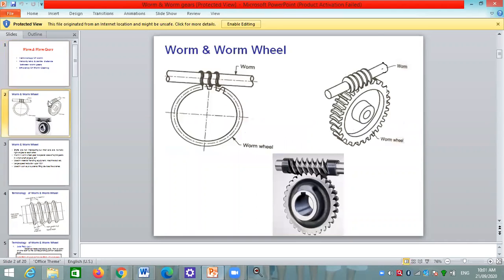What is worm and wormwheel? This type of gear or this type of mechanism is called the worm and wormwheel. This rod is called the worm and this gear is called the wormwheel. If we see, this rod looks like a screw and this wormwheel looks like our gear part. So what the terminology is, what the efficiency or the velocity ratio of this is, we will discuss, and also the advantages and disadvantages of this gear.